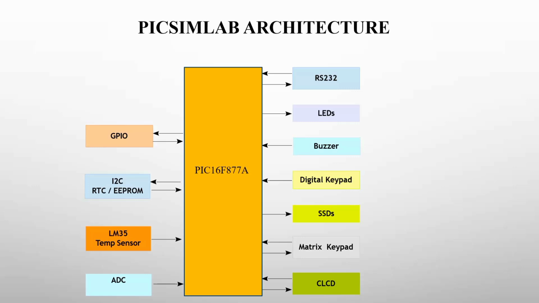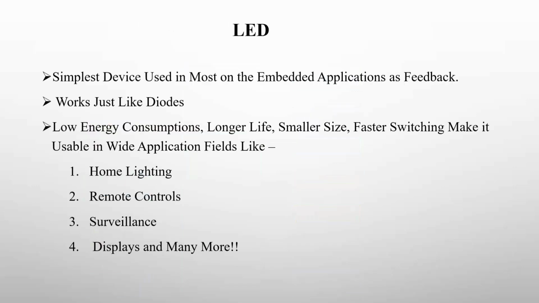CLDs are displays system status and user inputs. And coming to LED, an LED is a semiconductor device that emits light when current flows through it. In an embedded system, LEDs are commonly used for displaying system status like on, off, error, cooking modes, etc. The mostly used applications of LEDs are home lighting, remote controls, displays, and many more.